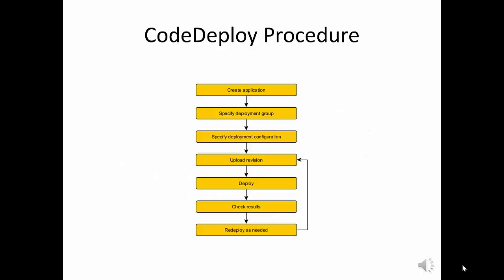Now that's the CodeDeploy procedure. First, you have to create an application. Then you have to specify the deployment group and configure the deployment conditions. Then you upload your revision. You deploy it to the server. After you wait a few minutes, the deployment succeeds, and then you can check the results. If there's an error, you can find it in the results. If later on you want to deploy a new version, you just do the last four steps.